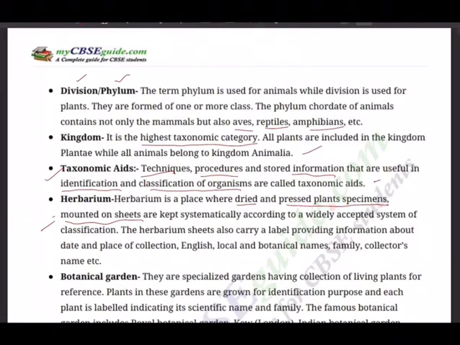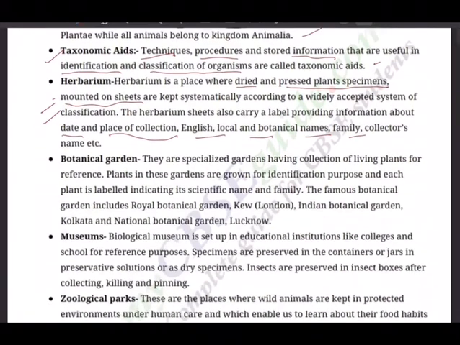So the herbarium sheets also carry a label providing information about date, place of collection, English, local, and botanical names, family, and your name. So this is the small task that you can do within your house.